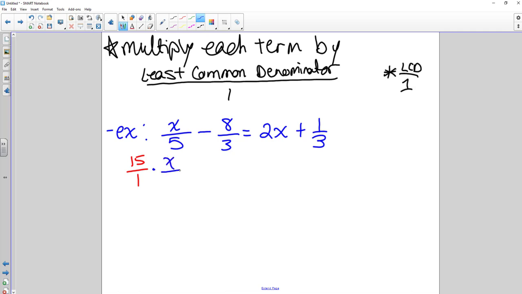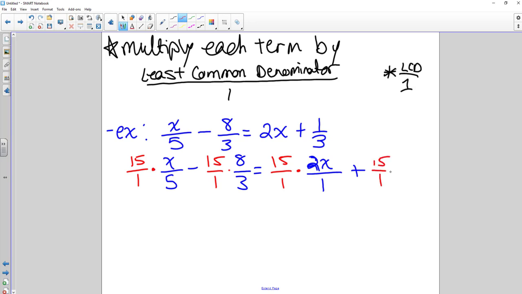times x over 5 minus, so I'm going to change that to red, 15 over 1 times 8 over 3 equals 15 over 1 times 2x, or to make it look like a fraction, 2x over 1, plus 15 over 1 times 1/3.